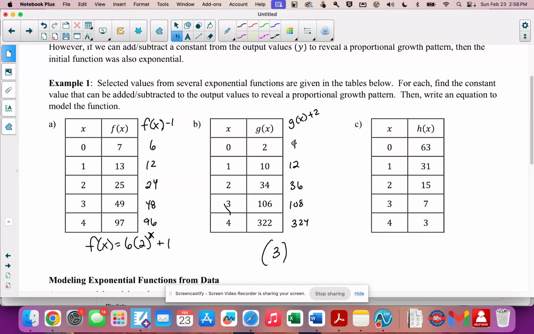Okay, and I know my first term is 4, and then what did I do to the function? Well, I had to add 2 to get it to look like the pattern, which means I must have had to subtract 2 originally for the numbers. So that's always going to be the opposite when you write your actual function, right? If I have to add 2 to find the pattern, that means 2 was subtracted from the original function.